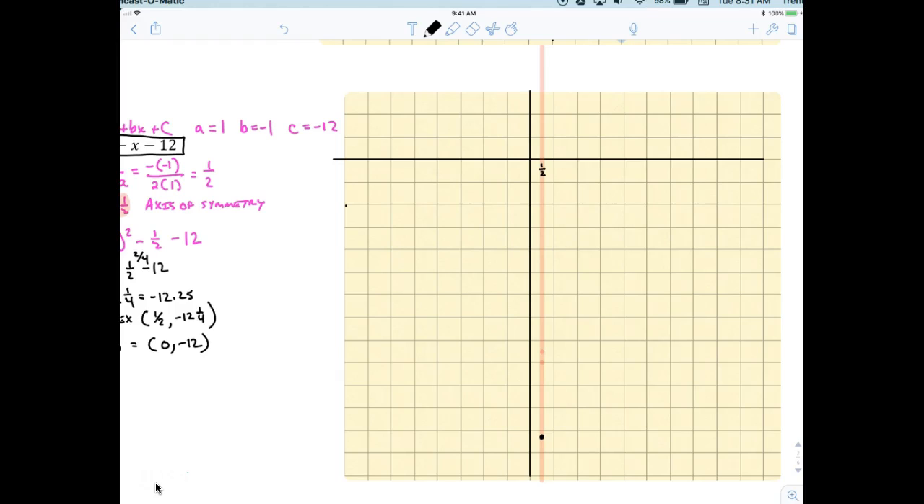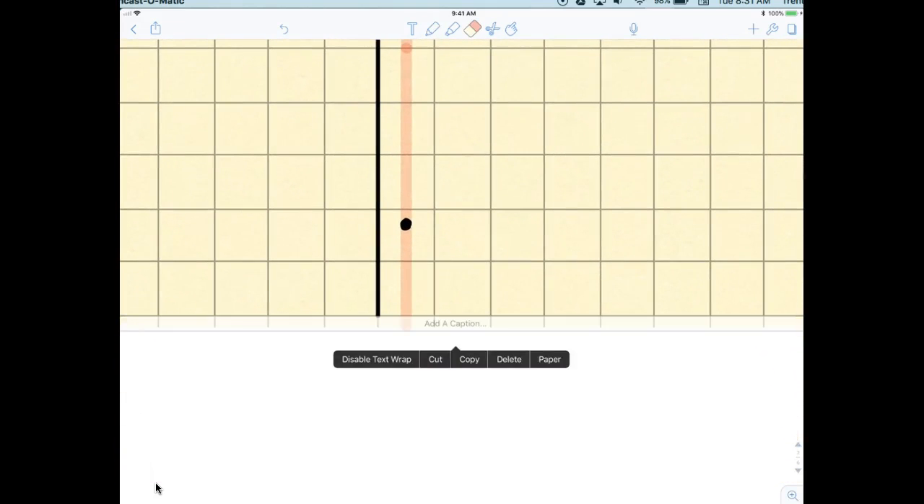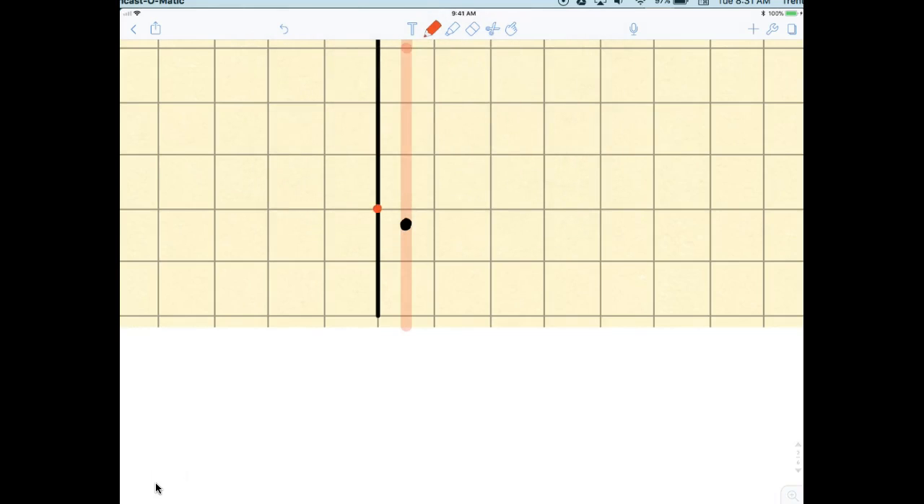Then, what's a little awkward in this particular case is the y-intercept is what? 0, -12. Does everybody see that? So then that's not a big deal. You just come right over here. And what I'm going to do is change colors so we can see it better. So then this point goes right there. Is everybody happy with that?